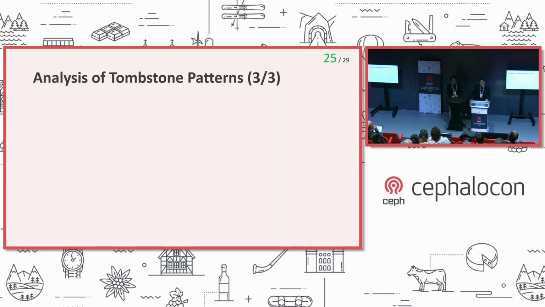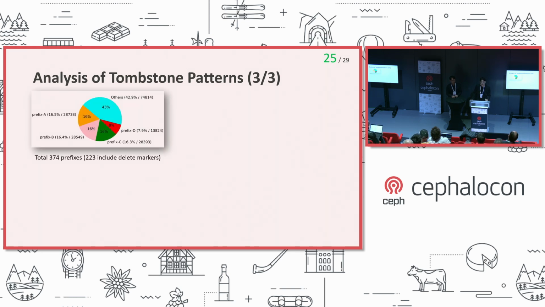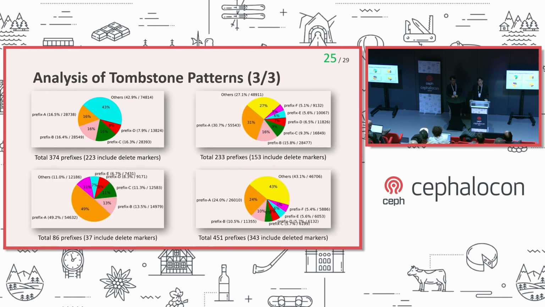We analyzed the ratio of tombstones by prefix in other SST files as well. In this case, there were a total of 374 prefixes and 223 contained delete markers. Similarly, 5 prefixes accounted for more than 55% of the total tombstones. This pattern was consistent across other SST files, where a small number of prefixes contained the majority of the delete markers.